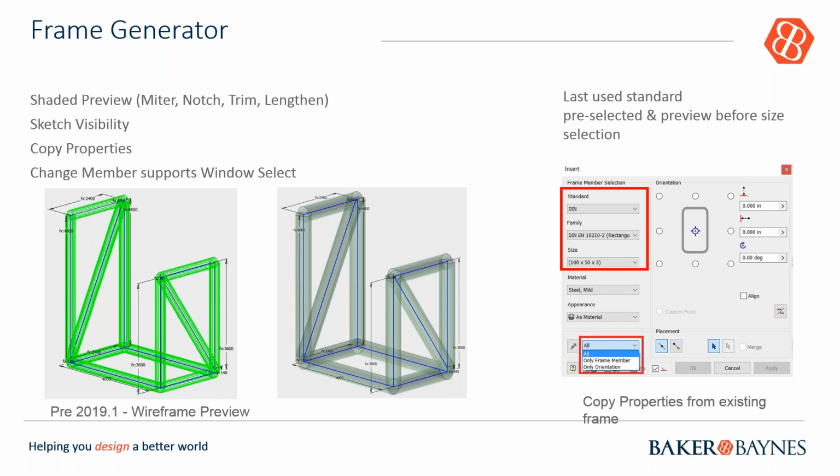Also, if you look at the properties of it, you can now copy information from existing frame members when you use the insert and change member commands. What this allows you to do is not only choose to copy only one frame member, but also choose the orientation, or you could select both of them. Now, I've got a video that explains this quite nicely, and we can have a look at it now.